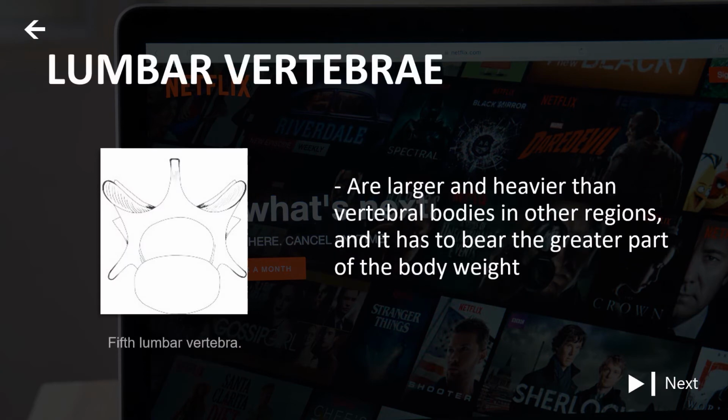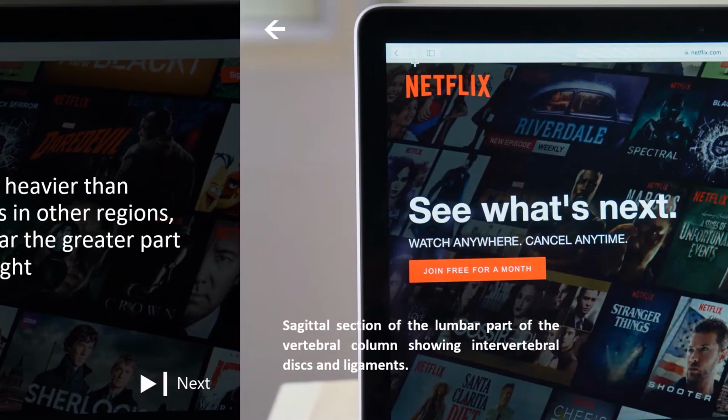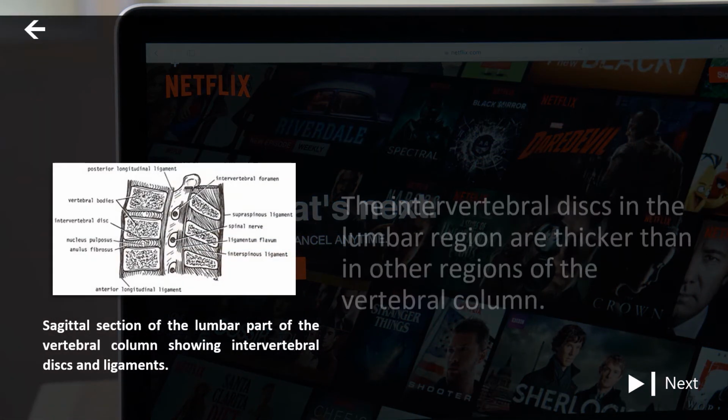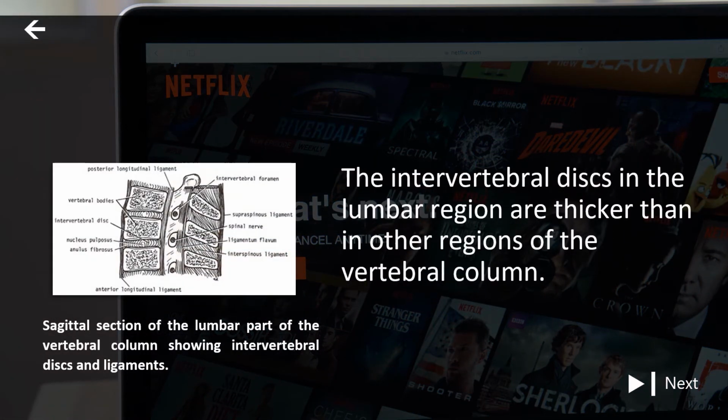Lumbar vertebrae. The body of each vertebra is massive and kidney-shaped, and it has to bear the greater part of the body weight. The 5th lumbar vertebra articulates with the base of the sacrum at the lumbosacral joint. The intervertebral discs in the lumbar region are thicker than in other regions of the vertebral column. They are wedge-shaped and are responsible for the normal posterior concavity in the curvature of the vertebral column in the lumbar region.